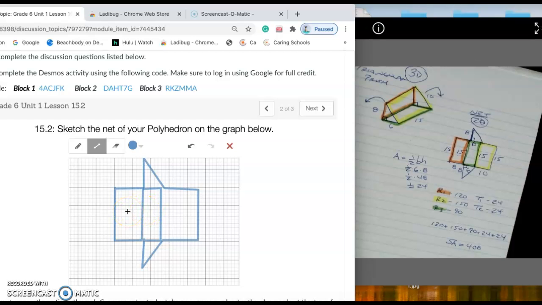Here, this guy right here is the 8 by 15. This one's 120. Okay, just so you have an idea of what's going on. This guy was my 90. I'm sorry about the writing here. This guy was my 150. This guy was 24. That guy right there. And this guy was 24. So if you add all these products up, you would get a total of 408. 408 for your total surface area. So hopefully that makes a little more sense, guys.